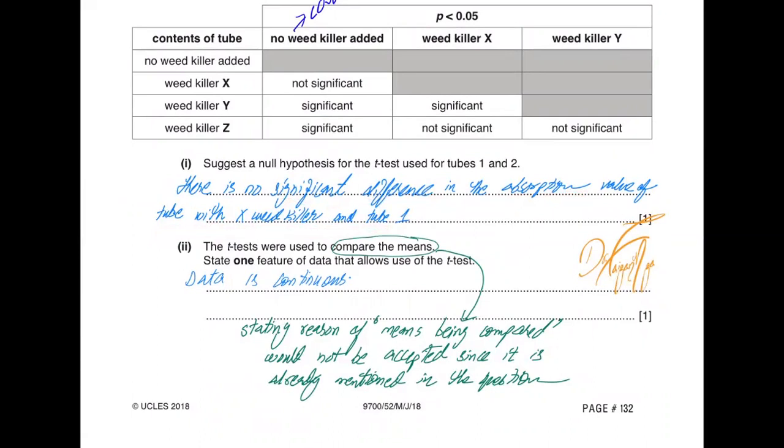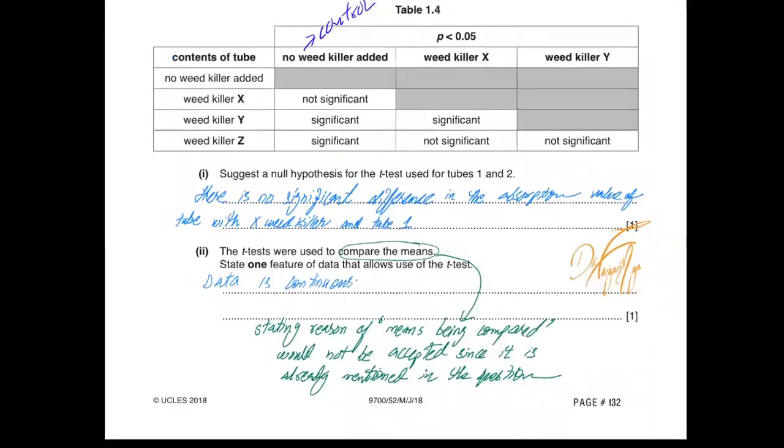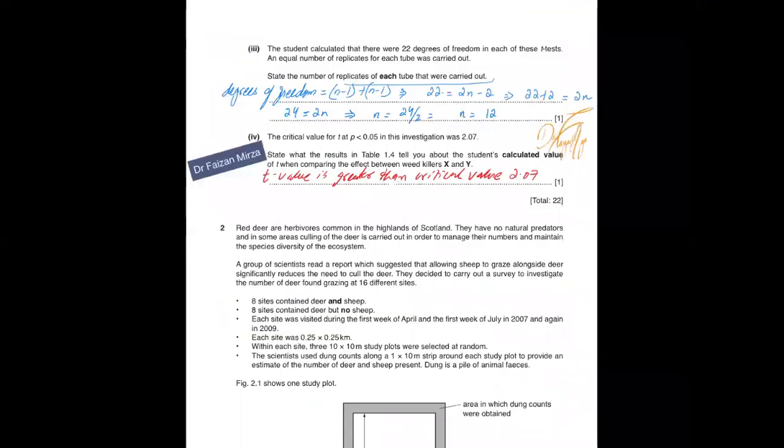The t-tests were used to compare the means already provided to you. What I mean to say is they already told you that you are comparing means. That's why you're using the t-test. State one feature of data that allows use of the t-test. You cannot mention that the means are being compared because they already gave you that in the question. You have to state one other feature. The other feature is that the data is continuous. If yet another feature is being asked, you can say that the data is a normal distribution. It's paired data. So that's it.